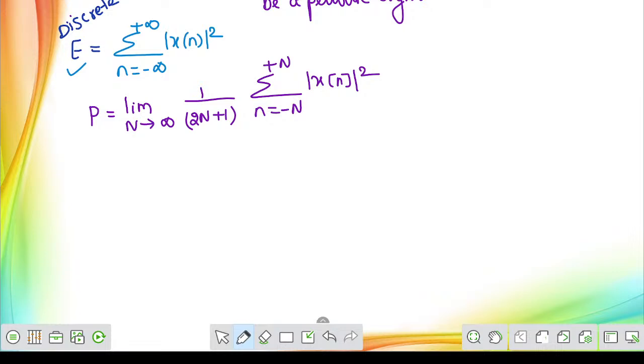Whatever conclusions I have already given, you can take all the conclusions here also in the discrete domain. Like what I told, all aperiodic signals are called energy signals. All periodic signals are called power signals. But all power signals cannot be considered as periodic signals.